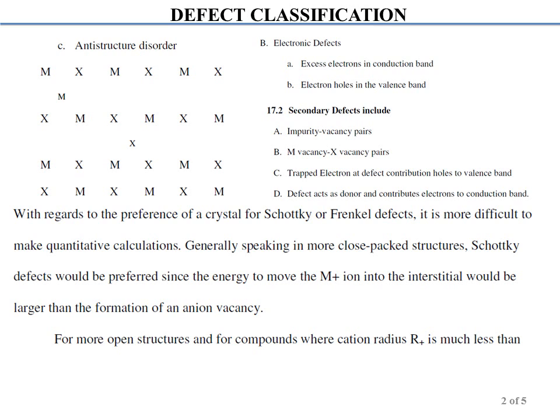So with regards to the preference of a crystal for Schottky or Frenkel defects, it is more difficult to make quantitative calculations. Generally speaking, in more closely packed structures, Schottky defects are preferred since the energy to move the M plus ion into the interstitial would be larger than the formation of an ion vacancy.